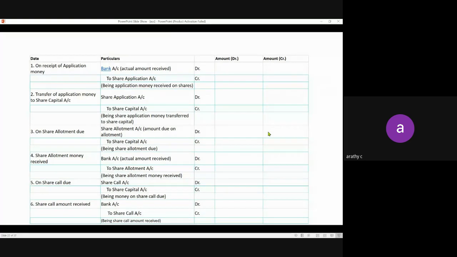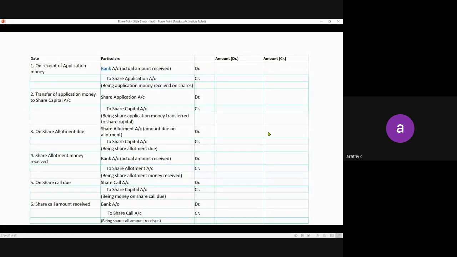Next one is transfer of application money to share capital. The journal entry is share application account debtor to share capital account. And the third one is on share allotment due. So the journal entry is share allotment account debtor to share capital account.